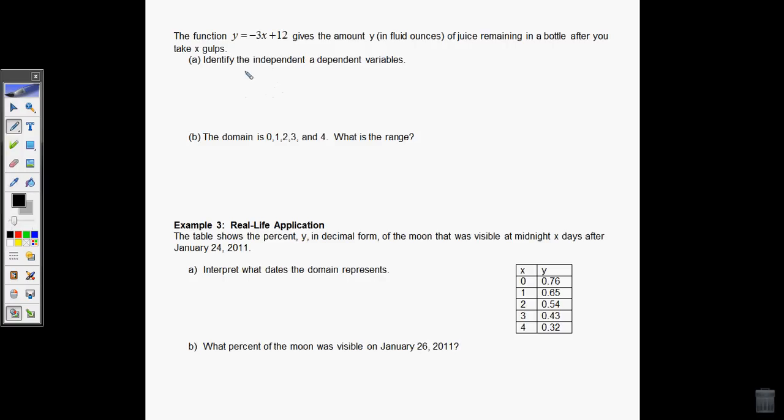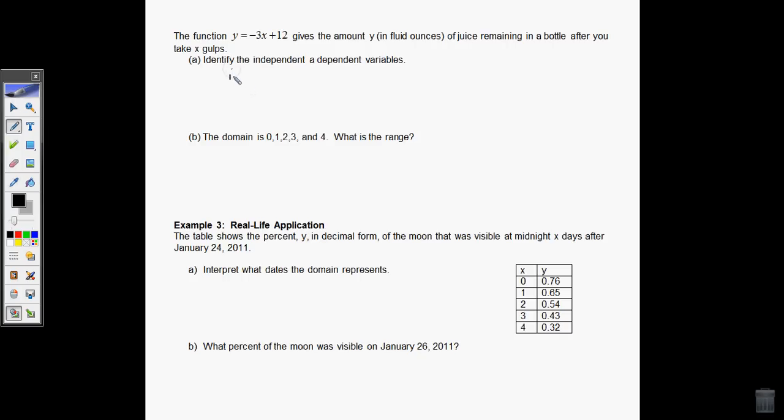Okay, well, we just talked about the fact that the x, or the input, the number that we're going to be inputting, in this case is how many gulps you take. Because y is telling me how much fluid I have left, x is telling me how many gulps I take. So that amount of gulps could change, and it's completely independent. I could say I take 1 gulp, I could say I take 12 gulps, but nothing's telling me specifically how many I have to take.